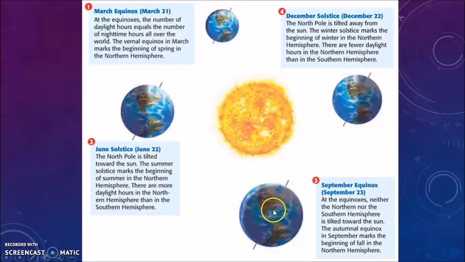As we continue to move counterclockwise around to December, and around December 22nd, we have the North Pole tilting away from the Sun, marking the winter solstice and the beginning of winter in the northern hemisphere, where there will be fewer daylight hours in the northern hemisphere than in the southern hemisphere.